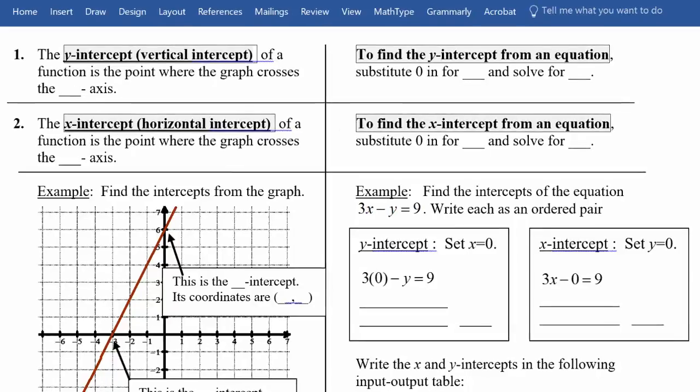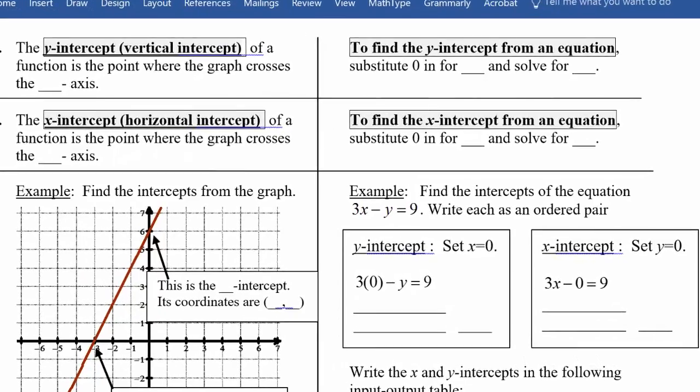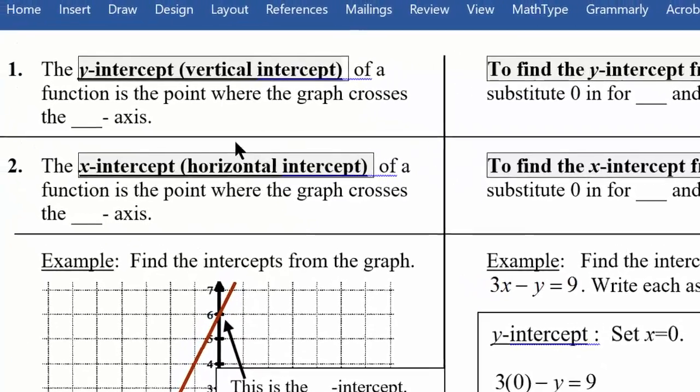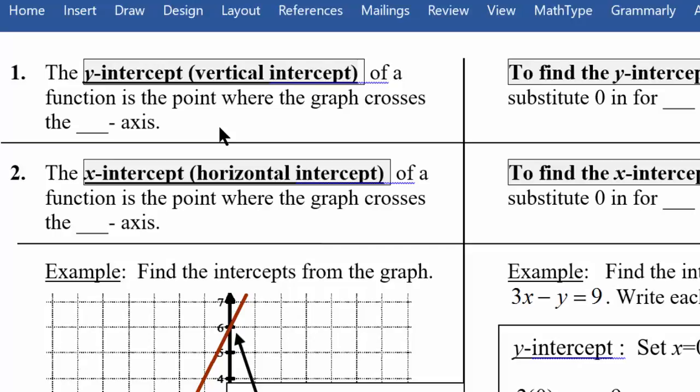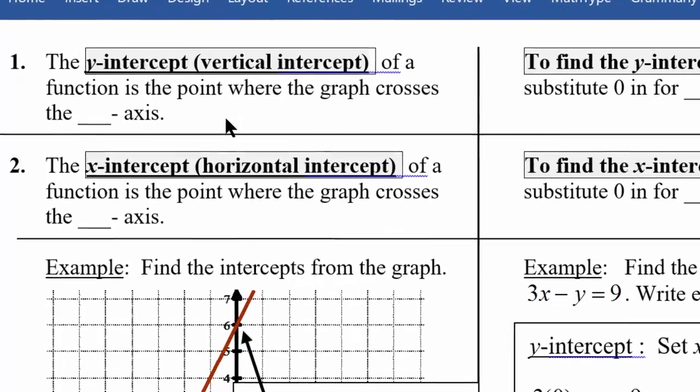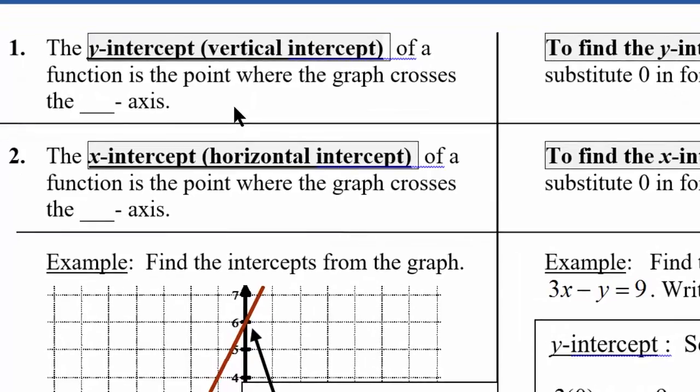So in this video, we will complete the 1415 handout. This handout has us explore the vertical and horizontal intercept of a line or a function. So the first question asks us to finish this definition. The y-intercept or vertical intercept of a function is the point where the graph crosses the y-axis.